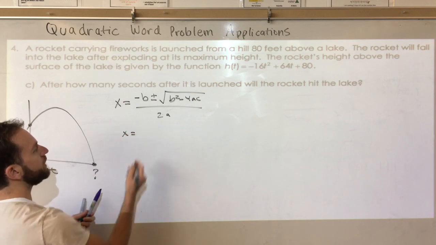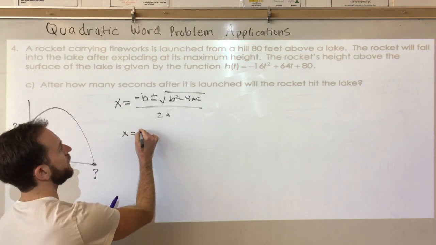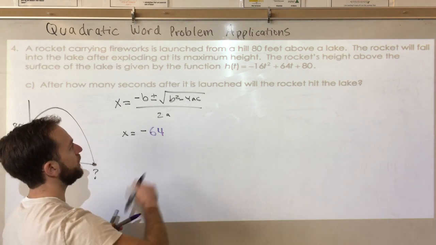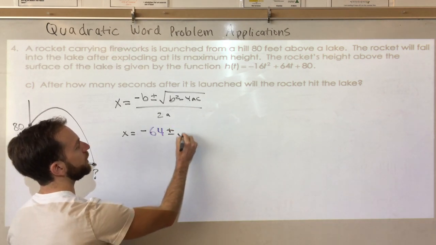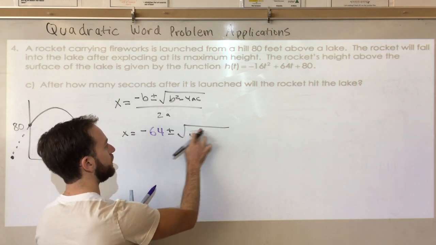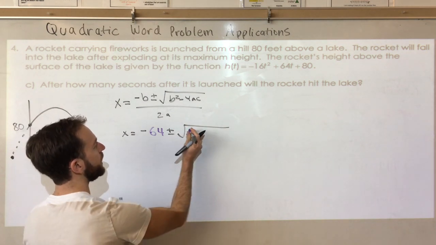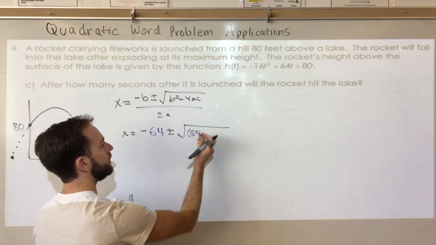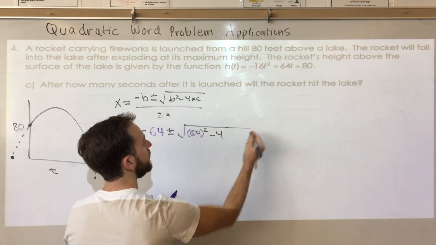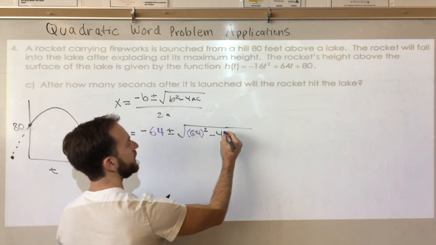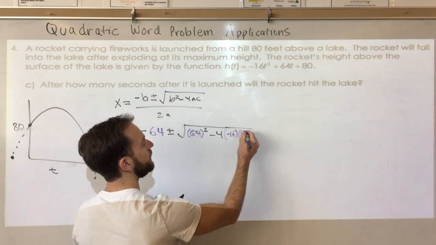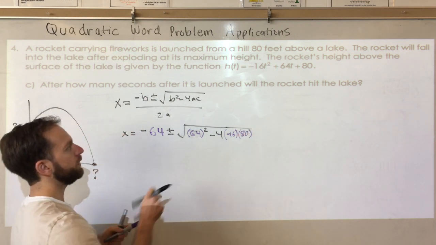So x is negative b, negative 64, plus or minus the square root of 64 squared, minus 4 times a, negative 16, times c, 80, all over 2a.